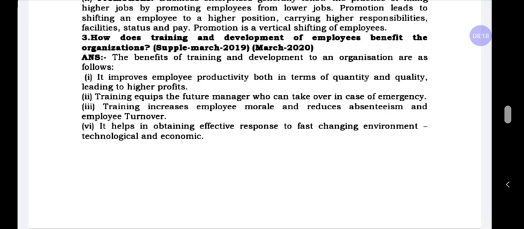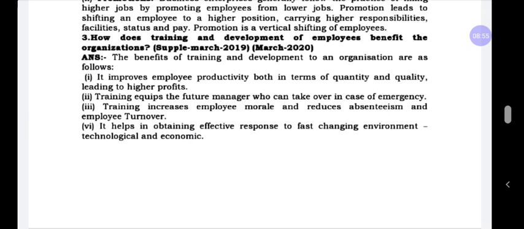And second point, training equips future managers who can take over in case of risk or emergency. If you give good training to that candidate, he can handle an emergency situation. Understood? He knows how to handle that situation, because the organization has given very good and proper training. That is the reason they have acquired that knowledge and they know very well how to manage. This prepares future managers very well with the help of training.